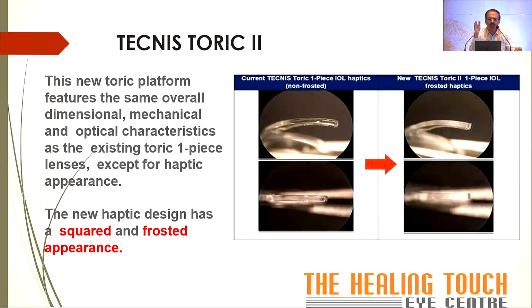But after the introduction of the newer generation Toric 2 platform with the Technis, the Pure C and the iHands ones, which have a frosted haptic design, the stability is so good that the rotation is less than even about 1 degree. And the results are so bang on that in most eyes, I generally expect that the residual astigmatism may not be more than about 0.5.